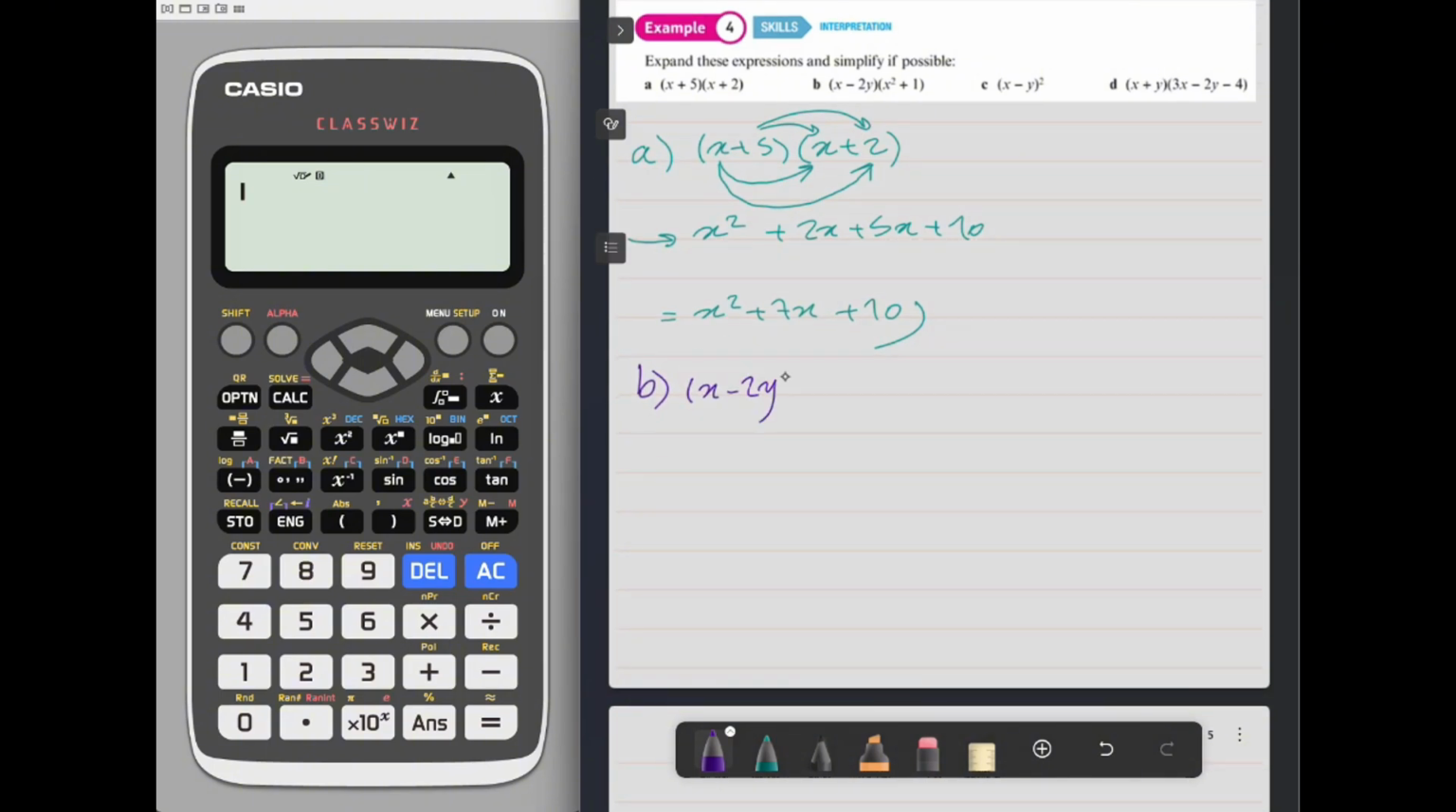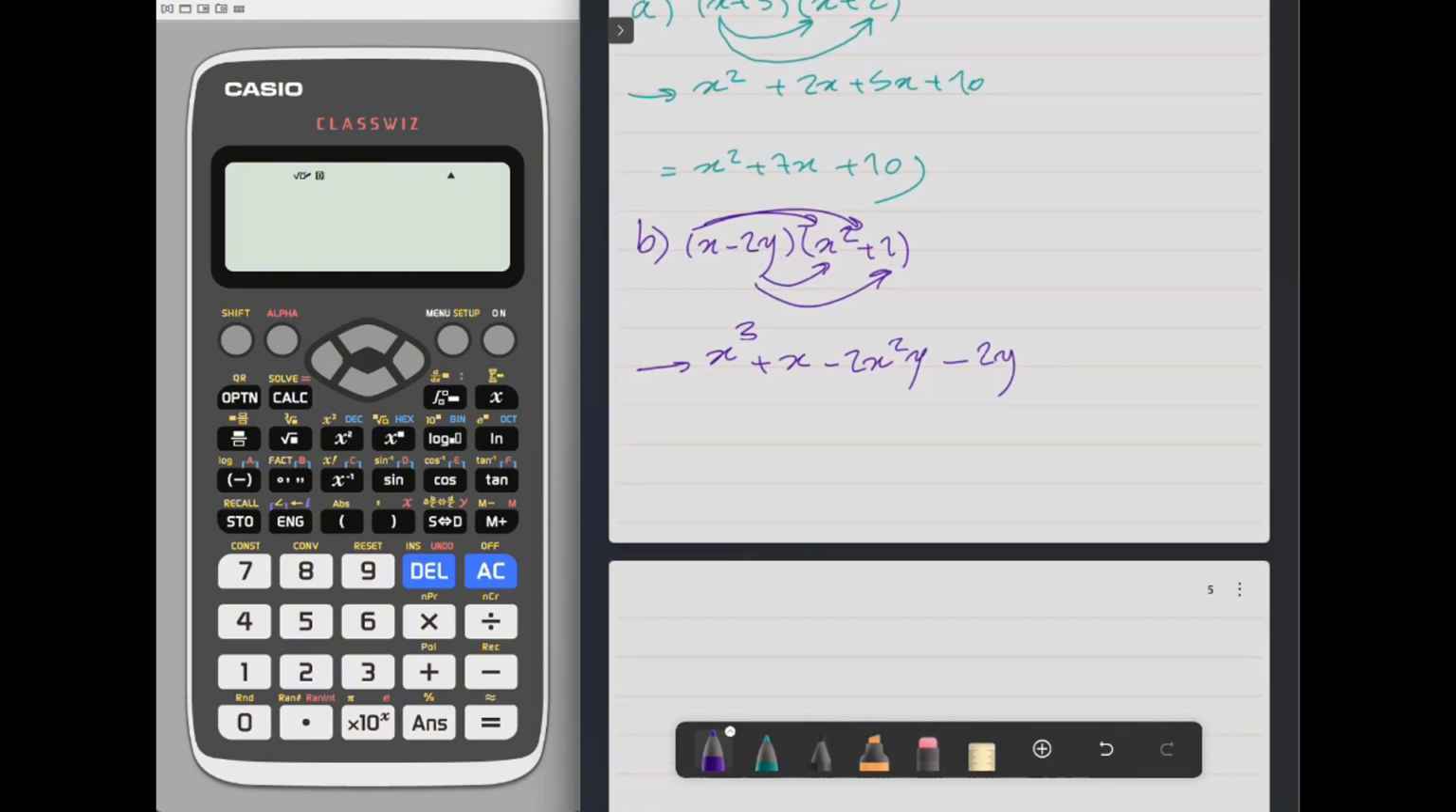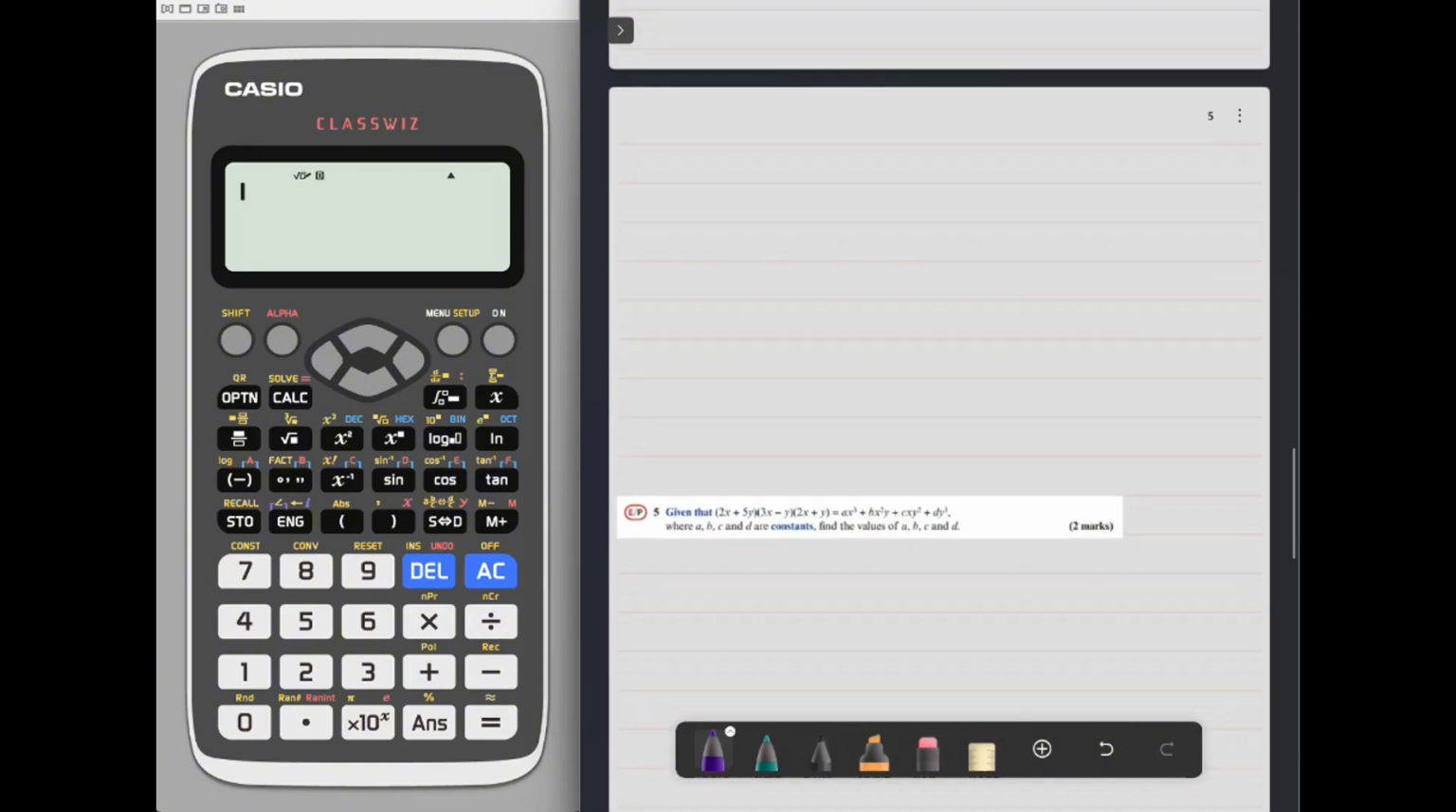For part B, x minus 2y times x squared plus 1. Multiply every term. x times x squared is x cubed, x times 1 gives plus x, and minus 2y times x squared is minus 2x squared y. Minus 2y times 1 is minus 2y. Can you simplify it? The unknown parts are not the same, so no, you cannot simplify it anymore. So you mark it as your final answer.